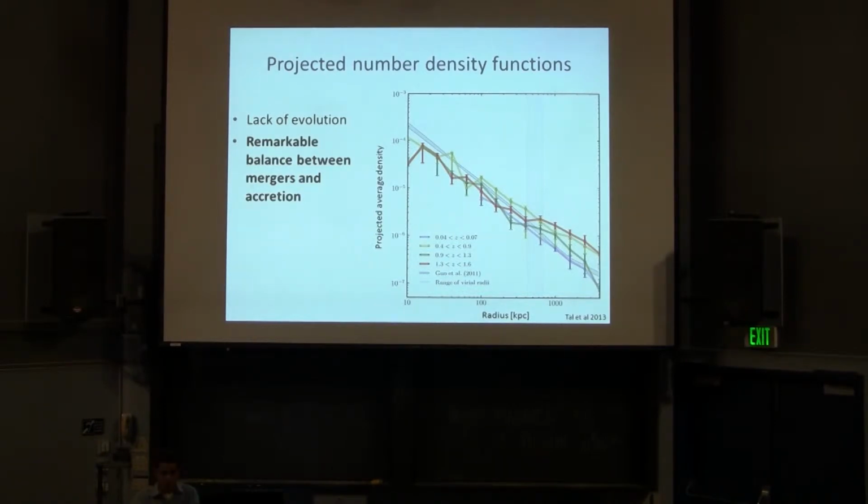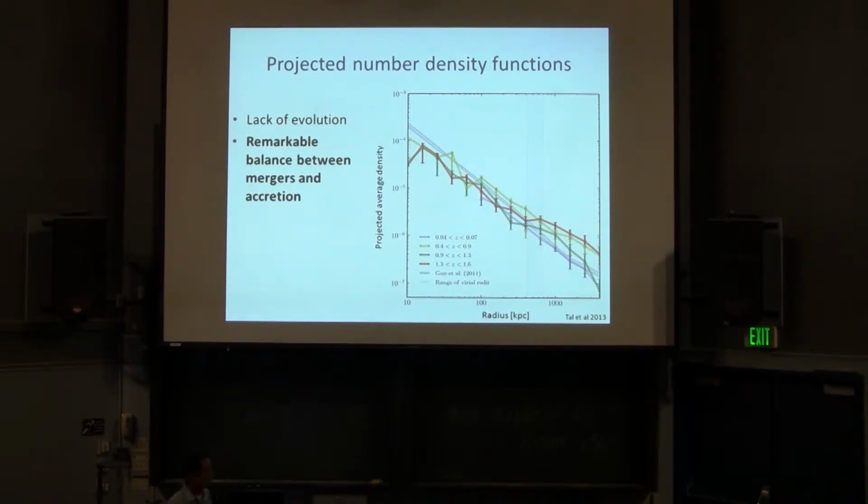But of course, we know that there are mergers. We know that the centrals, we actually select them to grow in mass. We know that mergers are important inside these halos. So that forces us to have this remarkable balance between mergers inside the halo and accretion of additional galaxies into the halo. And this is not necessarily trivial, because the processes that govern in-halo mergers are completely different from the processes that govern accretion into the halo.